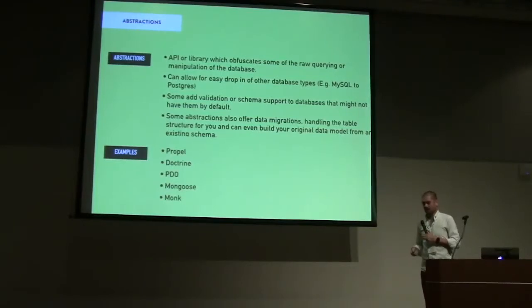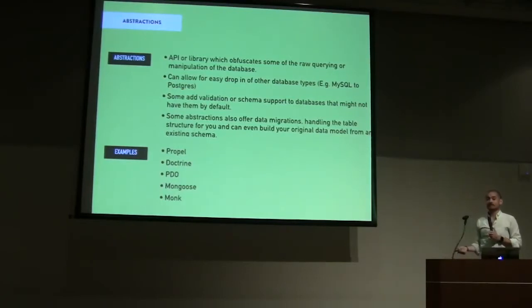Ruby has Active Record, or Rails does, and then you have stuff like Propel, Doctrine, PDO. Laravel has their own version. Mongo has Mongoose and Monk. One benefit of the abstraction is that you can drop in and out of other databases. The application that you write, even though you may write it for MySQL, because you use an abstraction library, Postgres might be an easy drop-in replacement without you having to manipulate the queries or update those libraries at all.